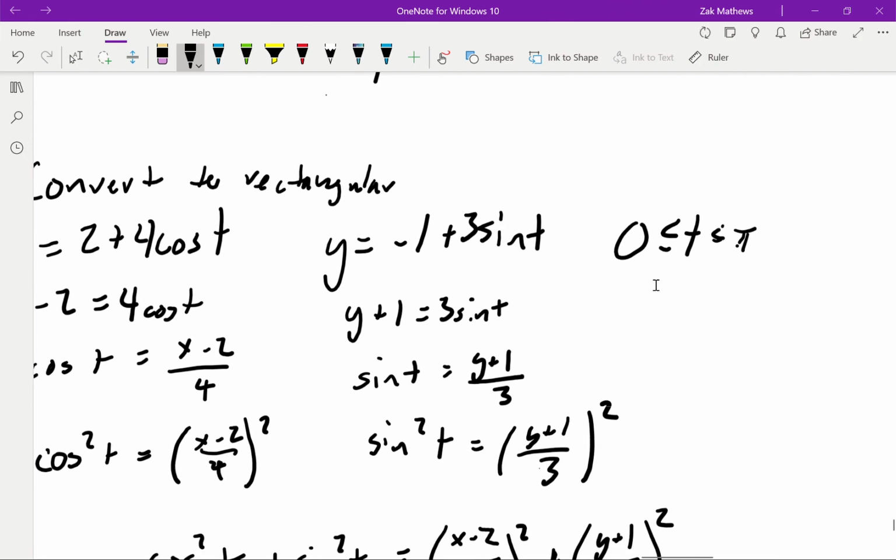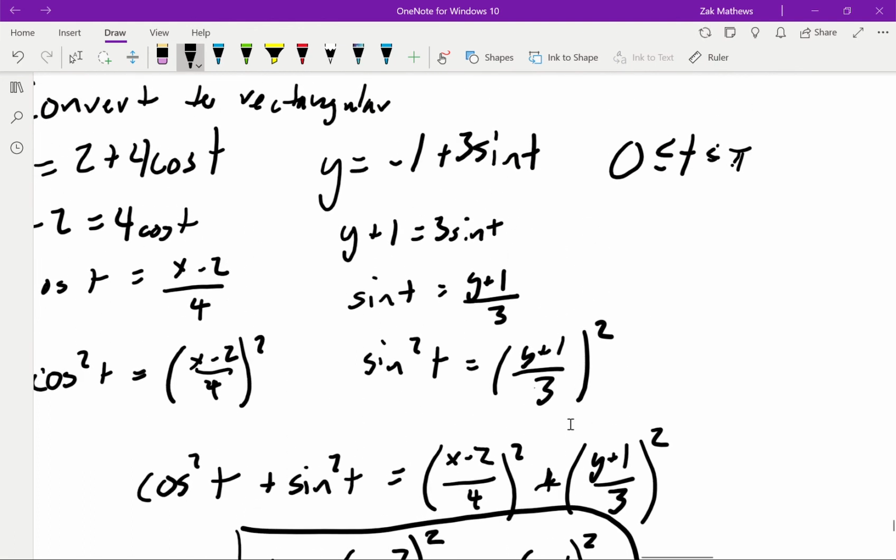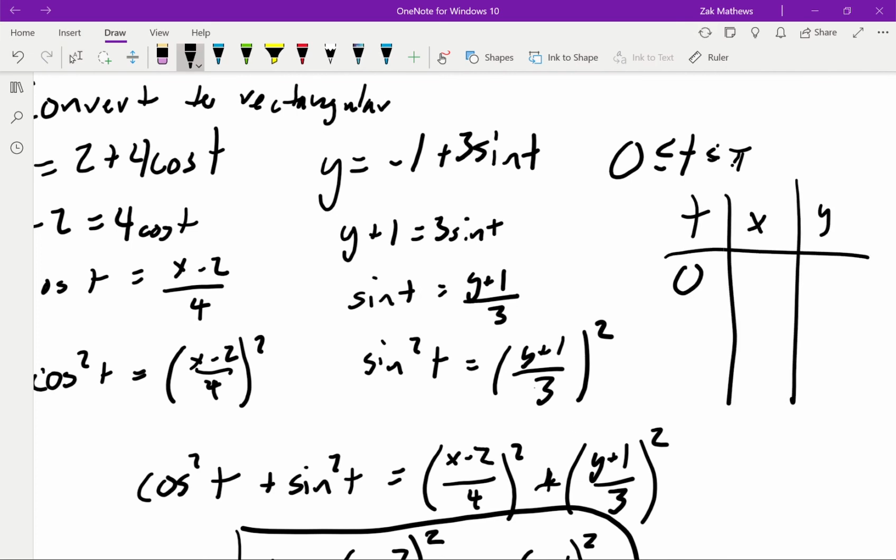So even though we weren't asked to do the graph, even if I'm just asked to write the equation, I've got to figure out where those x's and y's are ending. I've got to figure out if I'm only getting part of my ellipse. So I'm going to set up a t, x, y table. If I plug in 0, cosine of 0 is 1, so we have 4 plus 2, that gives me 6. Then we plug in the 0 for the y. Sine of 0 is 0, so we get the negative 1.